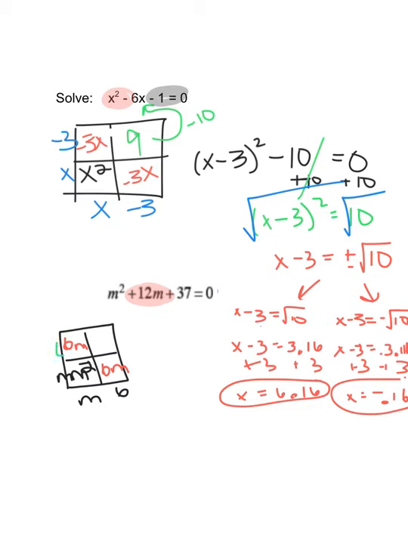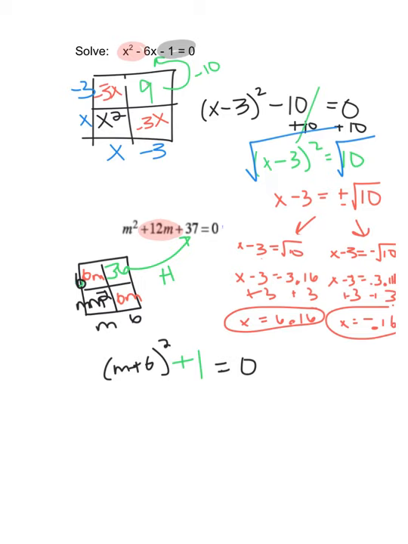So to start writing this as a square, we have m plus 6 squared. And we have to figure out what we're missing. So 6 times 6 is 36. Our square has 36, but we are supposed to have 37, so we need to add one more, plus 1. And now we're solving for when this equation is equal to 0. So as we try to solve this, to get the m by itself, we're going to minus 1 on both sides. m plus 6 squared is equal to negative 1.